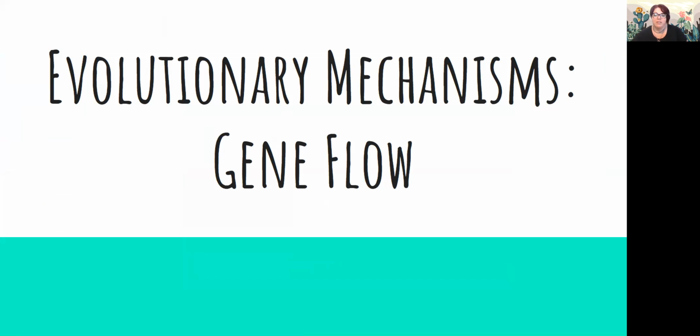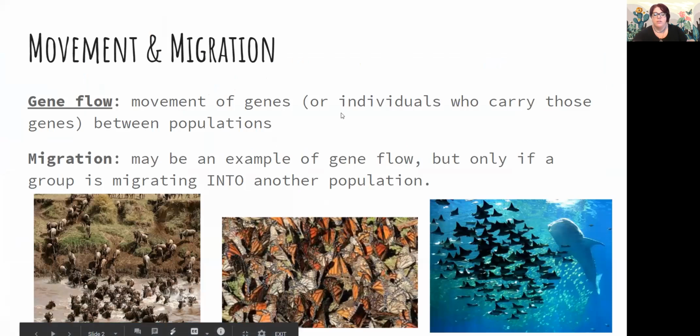The next evolutionary mechanism that we'll be talking about is gene flow. Gene flow is a mutation that is referencing movement and migration. So specifically, our definition of gene flow is the movement of genes or individuals who carry those genes between populations. Migration is an example of gene flow, but only if a group is migrating into another population and they're mixing together. So migration is not always gene flow, but gene flow can often include migration.